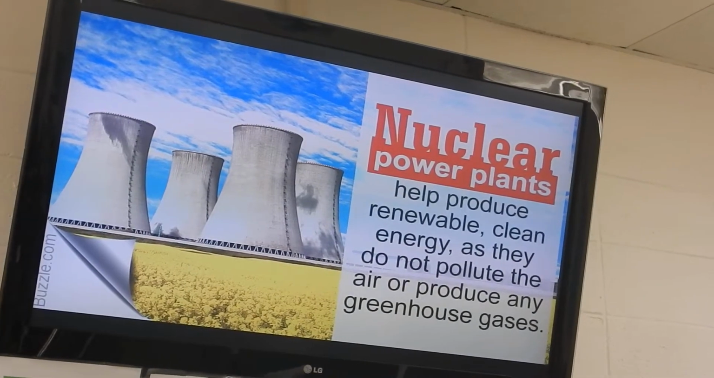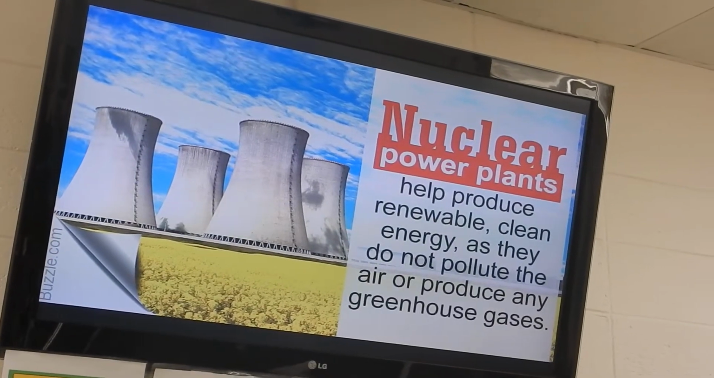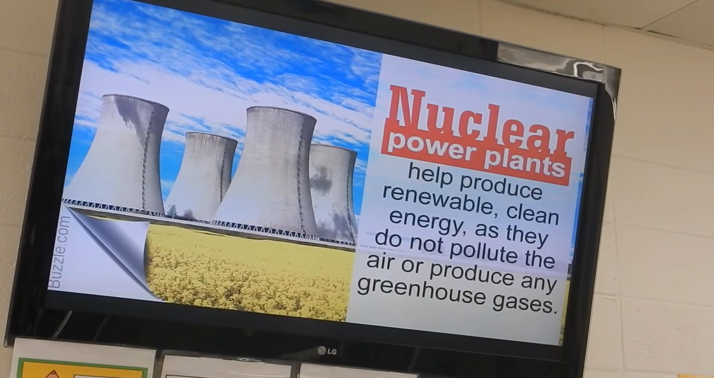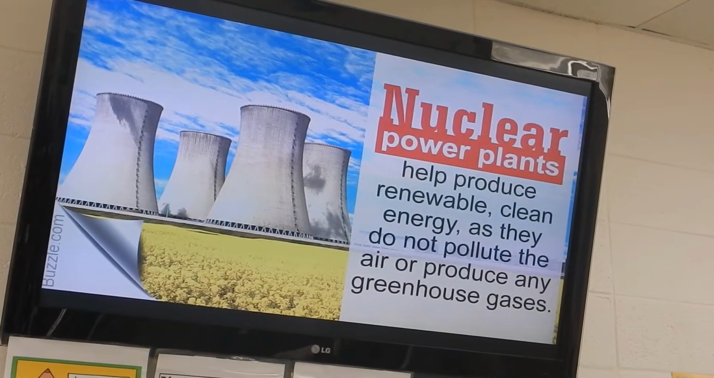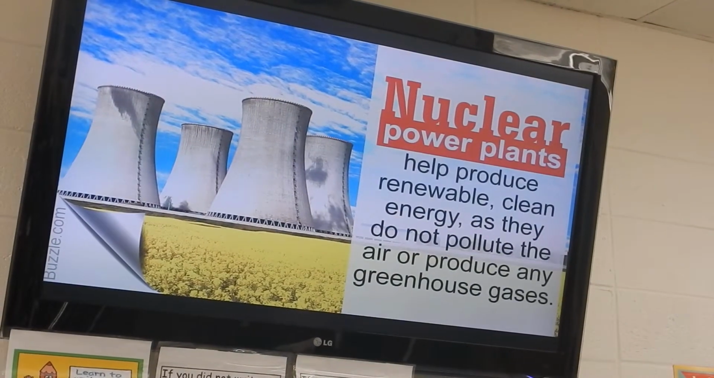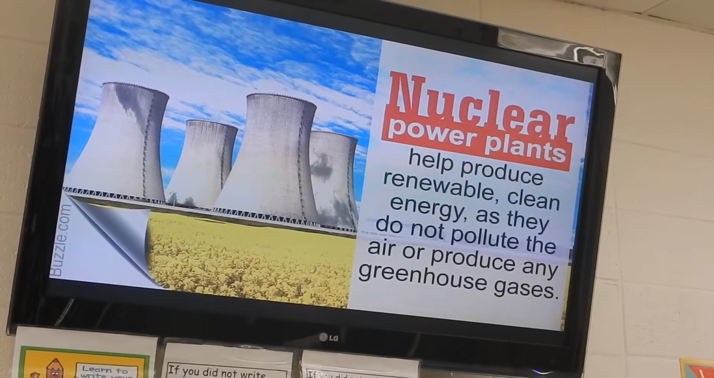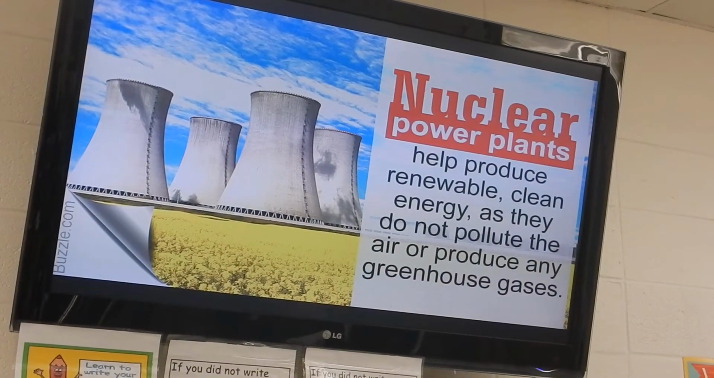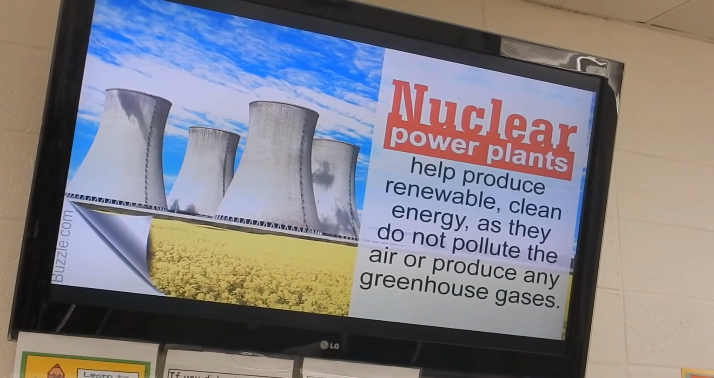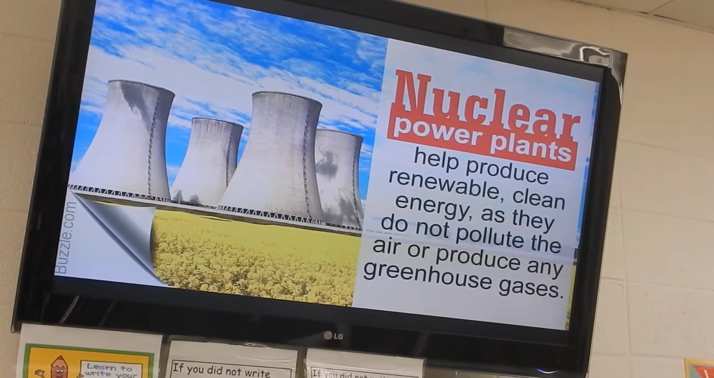But the main problem about nuclear power plants is that if there's a meltdown, then the whole place, about 90-mile radius, will not be habitable for thousands of years because of the radiation. But if it's working properly and no accidents happen, it is very good for the environment because it can produce a lot of energy while not producing a lot of pollution. Okay?